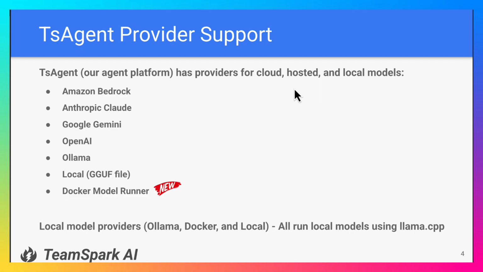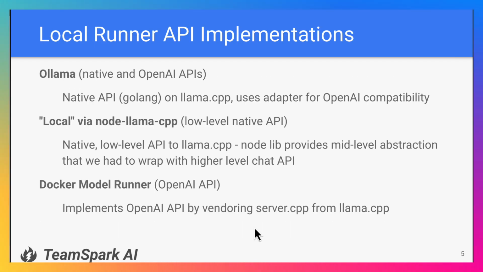We support Bedrock, Anthropic Claude, Google Gemini, OpenAI, and then for local models we support Ollama and also what we call the local runner, which just uses Node Llama CPP directly to load GGUF files, and then we just added support for the Docker model runner. So the local providers, Ollama, Docker Model Runner, and our local provider all use Llama CPP under the covers. They all use the same basic mechanism to run the models.